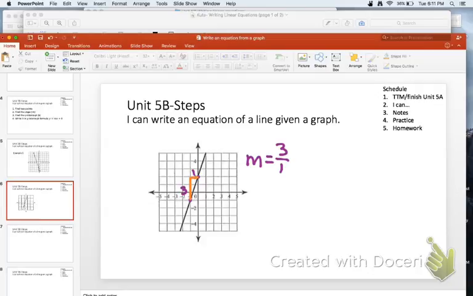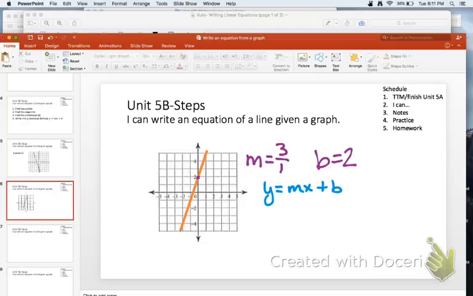Okay. Well, now let's see about our b. Our b is where this line crosses. Where does this cross the y-axis? Well, it crosses the y-axis at the point (0, 2). So that means b is 2.